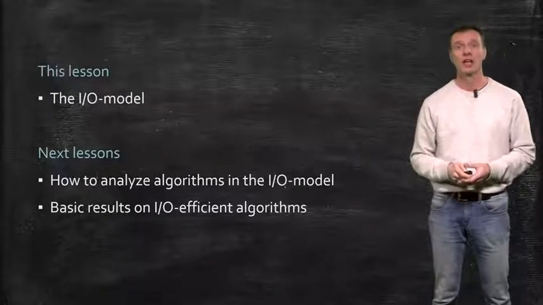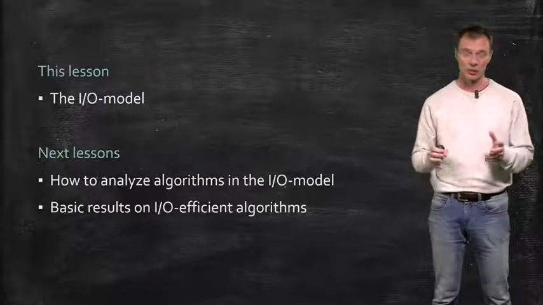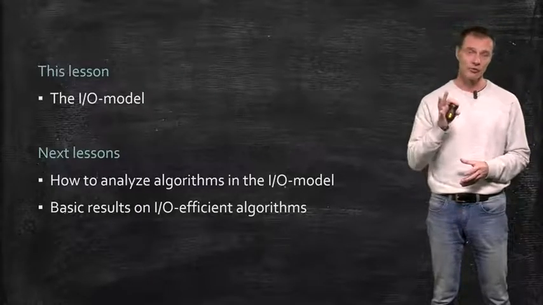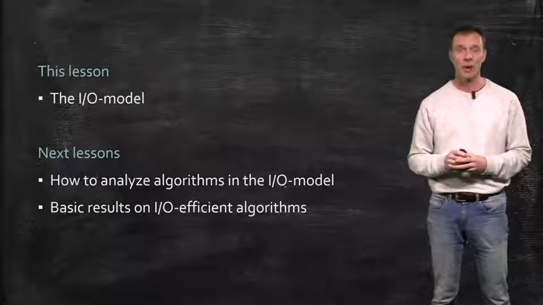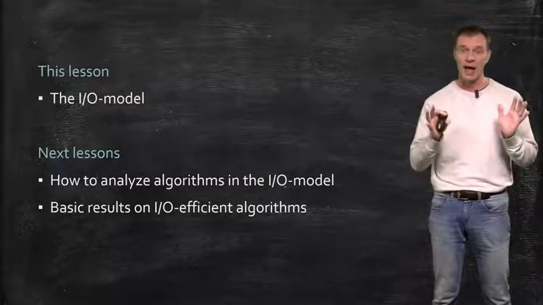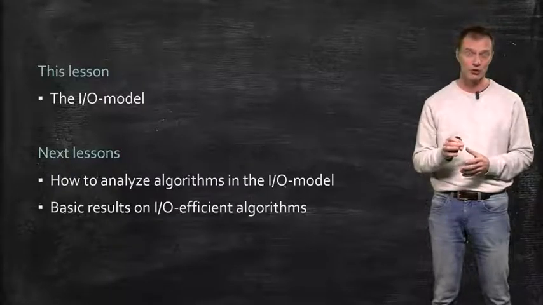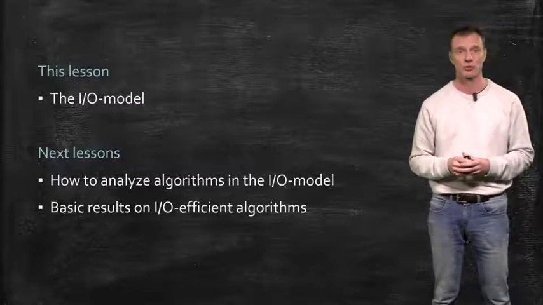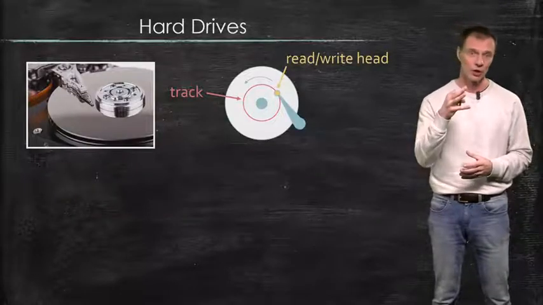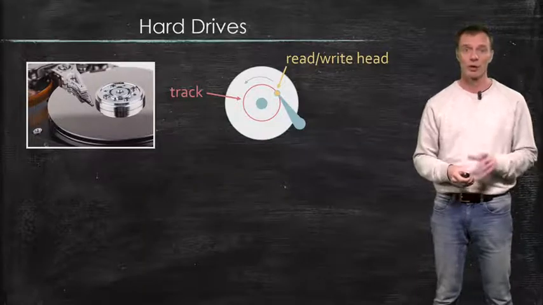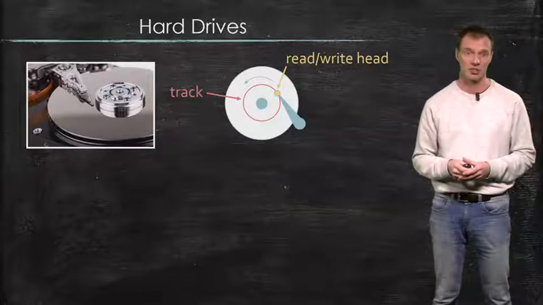But first, let's have a look at how a computer actually works. And what I'm going to tell you now is a very simplified view, but it suffices for our purposes, and it's sufficiently accurate, you could say, that it models at least a number of aspects that are very important when it comes to I/Os. Okay, so your computer, your laptop, it's going to have a main memory, but it's also going to have a hard disk.